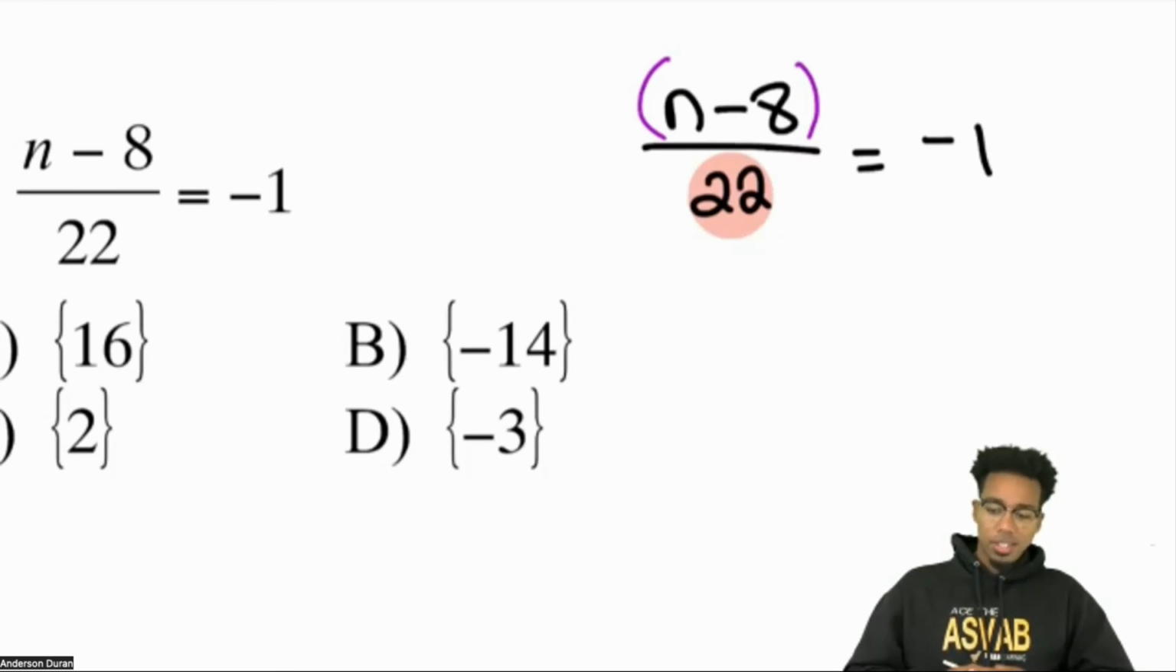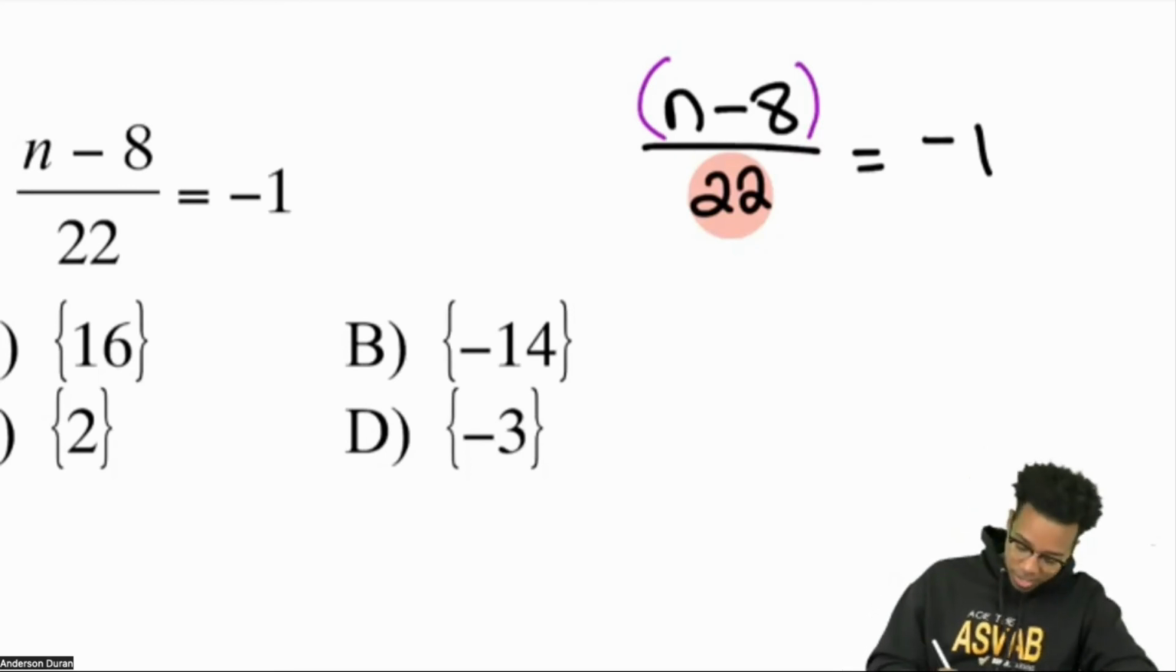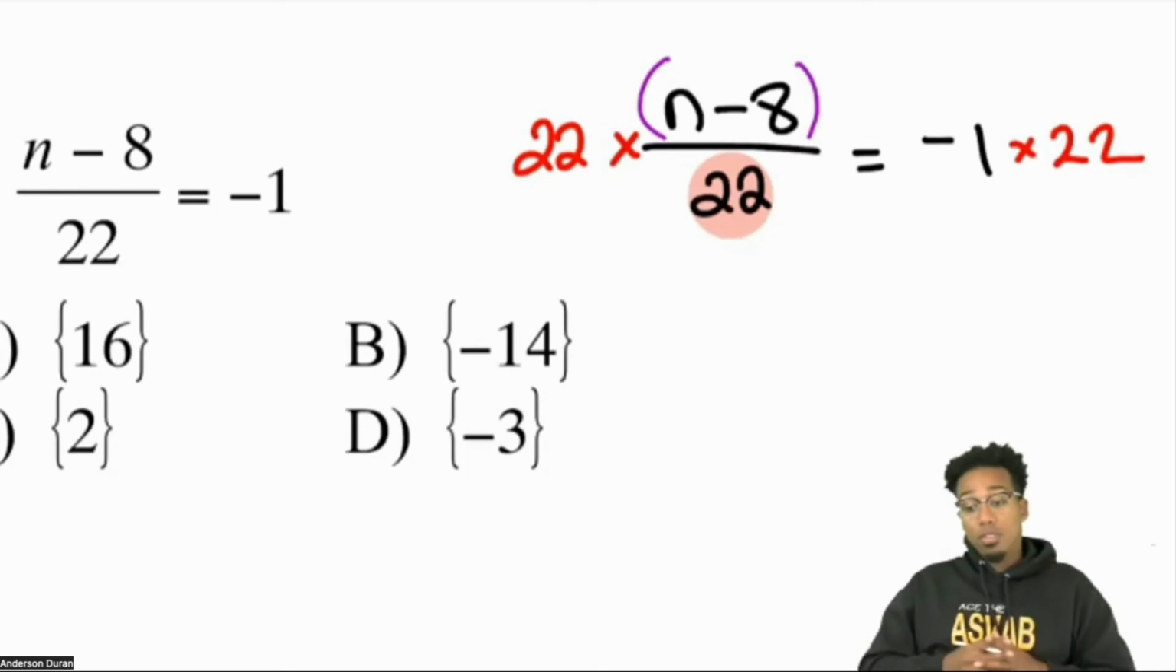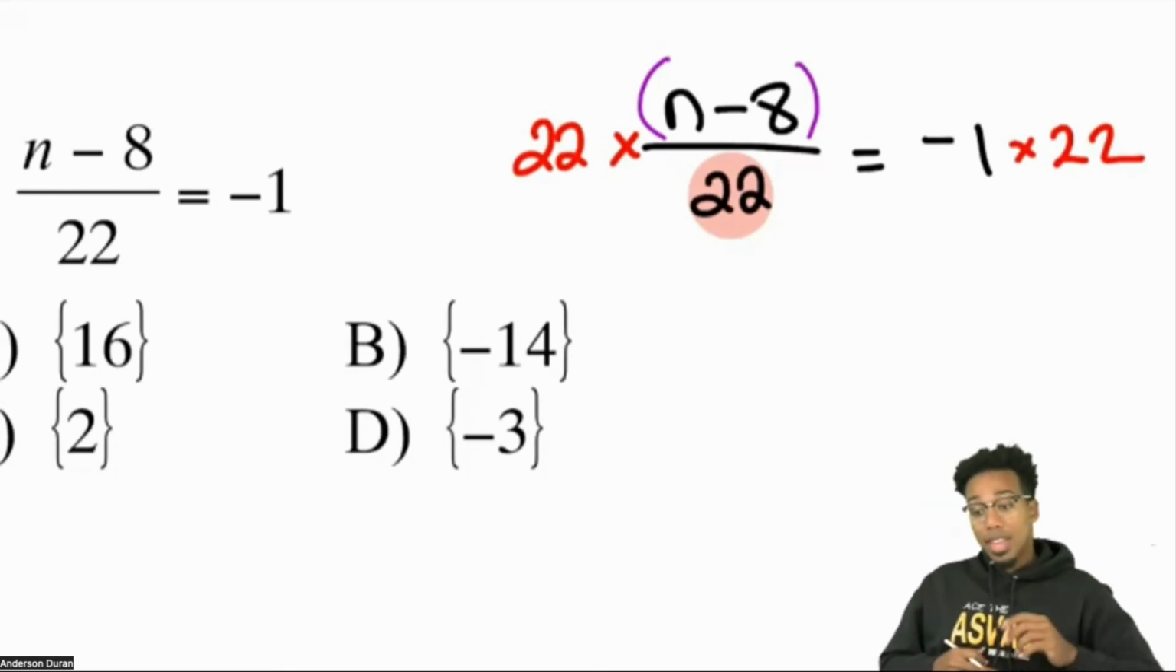That's right. Multiply that 22 on both sides. So that's why I'm going to go ahead and multiply by 22 over here and multiply by 22 over there. All right, that's what's happening here.